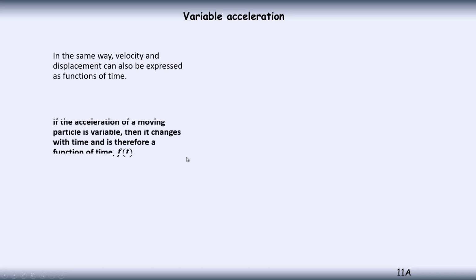So far in year 12 we've dealt with constant acceleration, and we've seen that you can express displacement and velocity as functions of time. When acceleration is variable, we can also express acceleration as a function of time, f of t. I've got a couple of examples here of acceleration as a function of time.